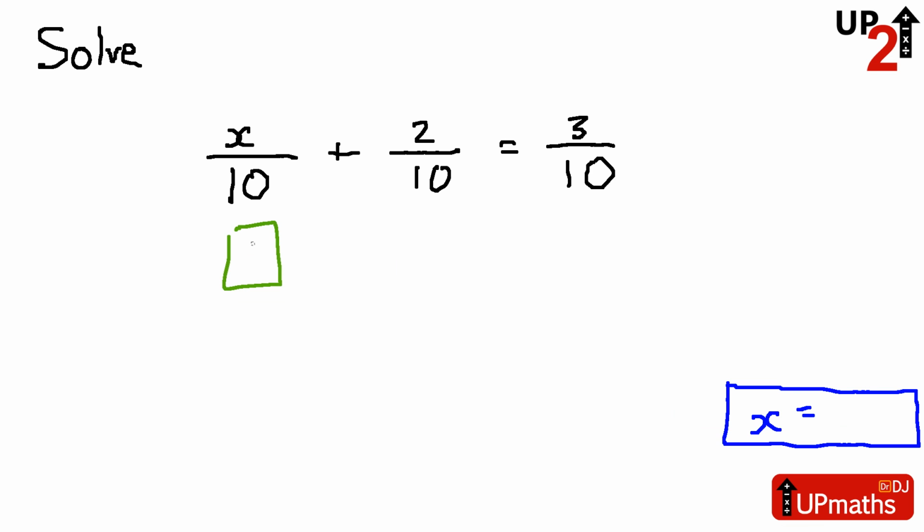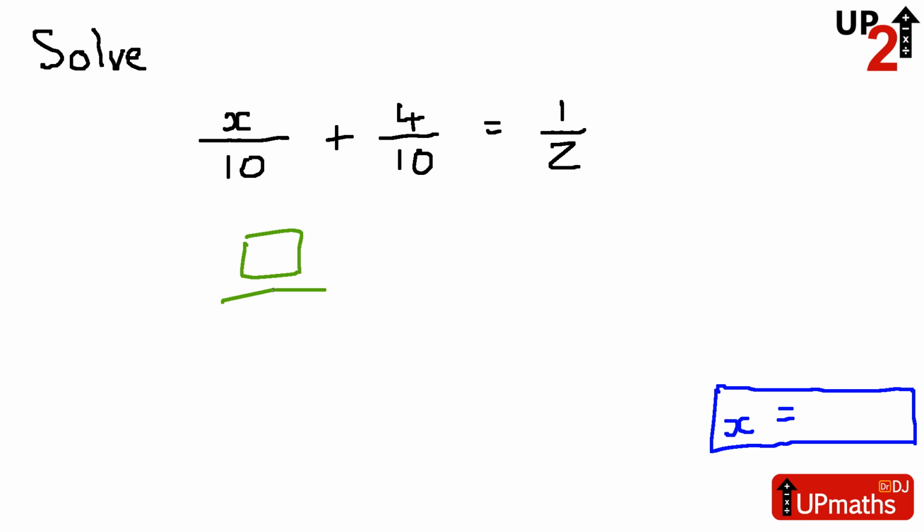So I'm going to put a little box up here and then write the rest out. That'd be a 1, wouldn't it? Because 1/10 plus 2/10 is 3/10, just like 1 elephant plus 2 elephants is 3 elephants.